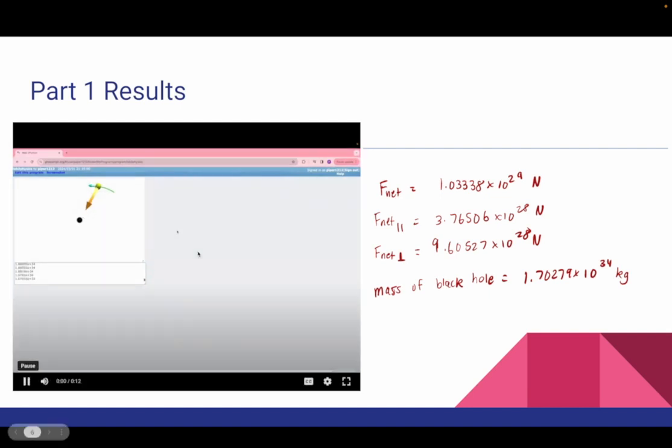So here's my results from part 1. And these are the numbers that I got.